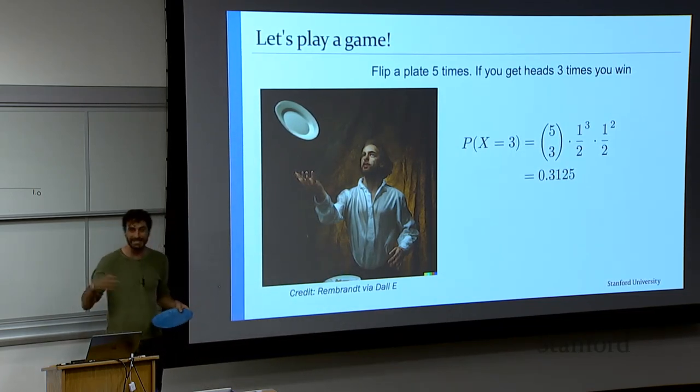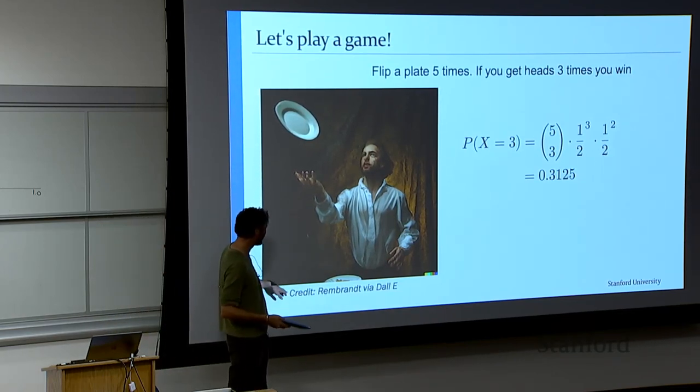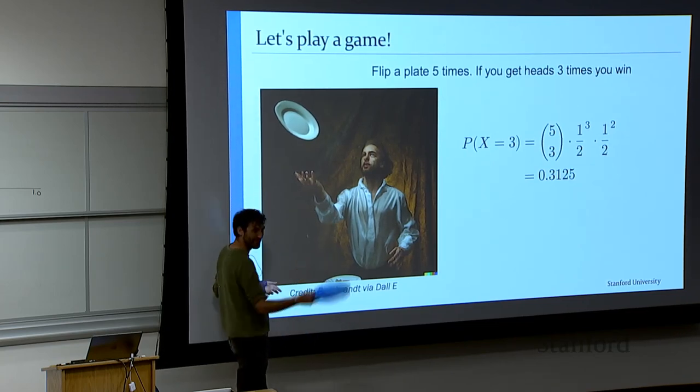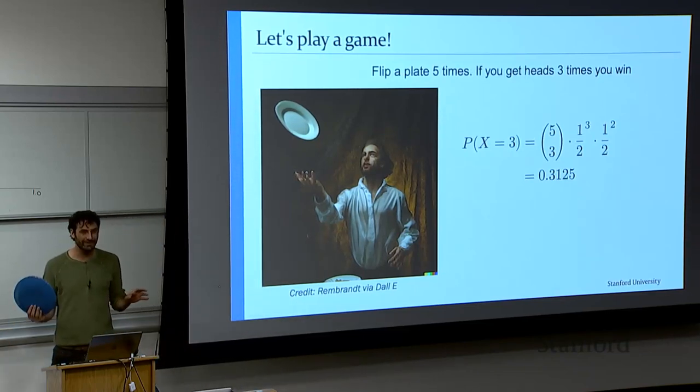And while somebody's thinking about whether or not they want to play, I'm going to let you know that I wanted a visual for the slide, so I asked AI agent Dolly to come up with a Rembrandt version of me flipping a plate in class. So AI drew that painting. Anyone want to come play this game?